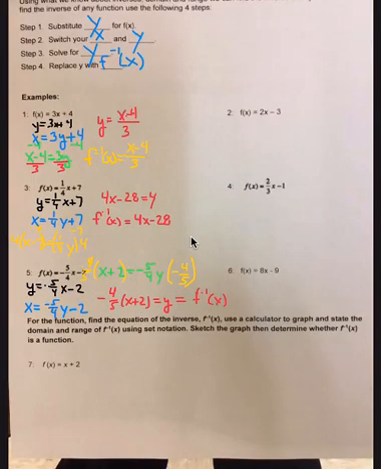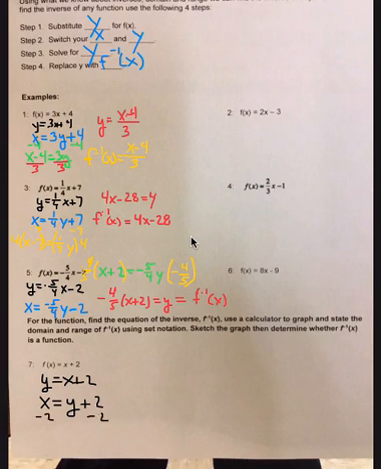Looking at number 7, you can use the calculator to graph it. Just finding the inverse is pretty easy. Y equals x plus 2. X equals y plus 2. Switch them and subtract 2. X minus 2 equals y. So our final answer is f inverse of x equals x minus 2.